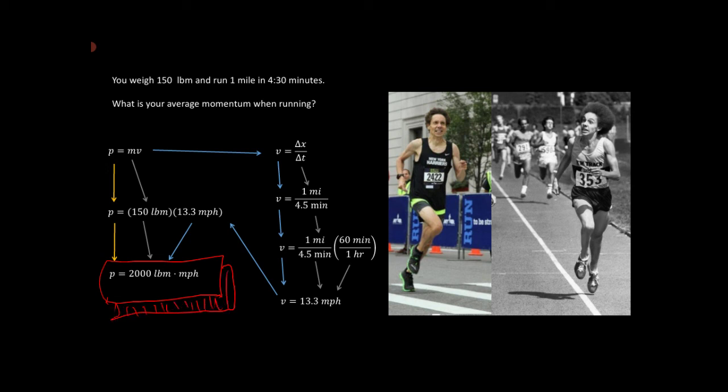So there is how to calculate the momentum. Now, if we don't have both of these things and we only have some partial information, in this case we had information that could give us the velocity, then first we have to find the velocity before we can put it into the equation. If we knew the density and the volume, that would allow us to get the mass. But we were given the mass, so we don't have to worry about that.